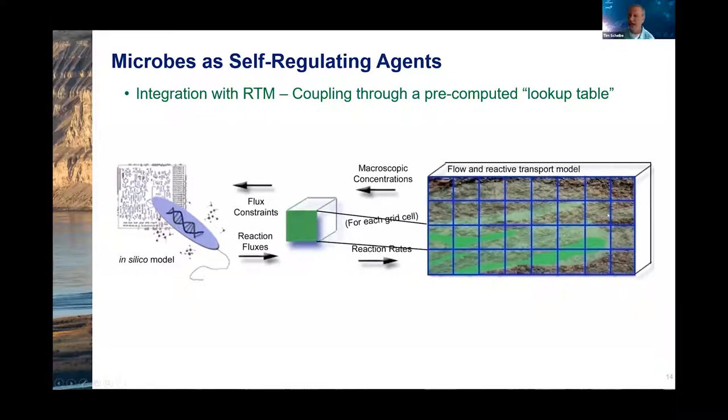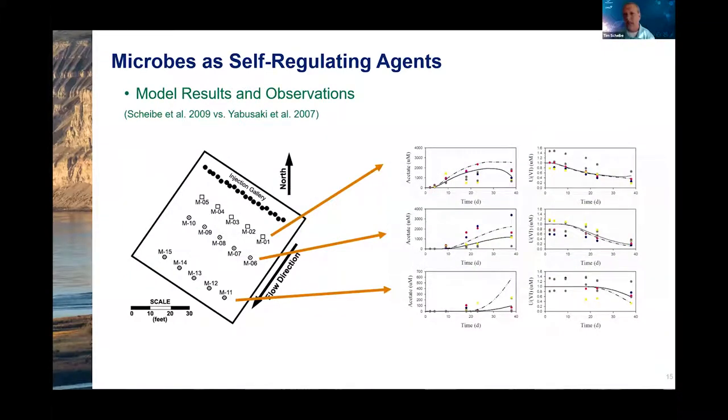Now you can imagine that if you have a large complex transport model with many time steps, you're going through this process and running this in silico model many, many times if you did a direct coupling. So the way we actually did that is we pre-computed a lookup table for a range of concentrations of acetate, iron, and ammonium. Then at each time step in the reactive transport model, we simply looked up a value that was close to the concentrations observed in that grid cell and used those rates from that lookup table. And I think you'll hear Hyun talk a little bit more about some advances in how we might do that better currently.